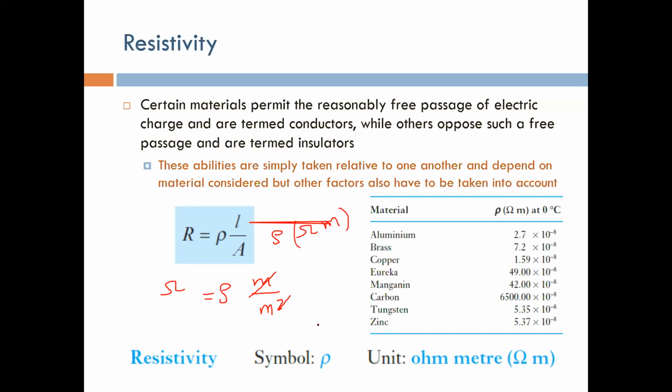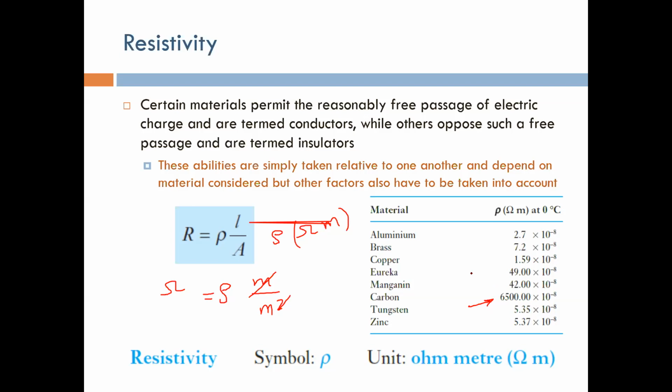So if you look at different materials, aluminum will be 2.7 times 10 to the minus 8 ohm meter. Brass is going to be like 7.2. Copper is 1.59 times 10 to the minus 8. So you have very wide variation. For example, here the carbon is much larger, so it's closer to an insulator than a conductor. So you have wide variability among different materials.